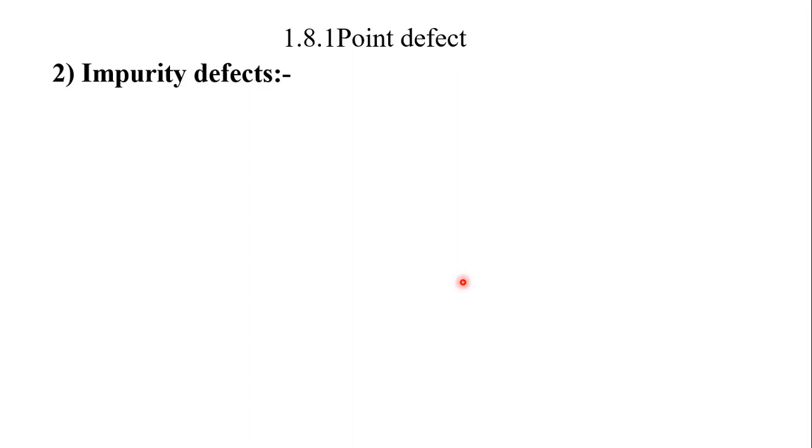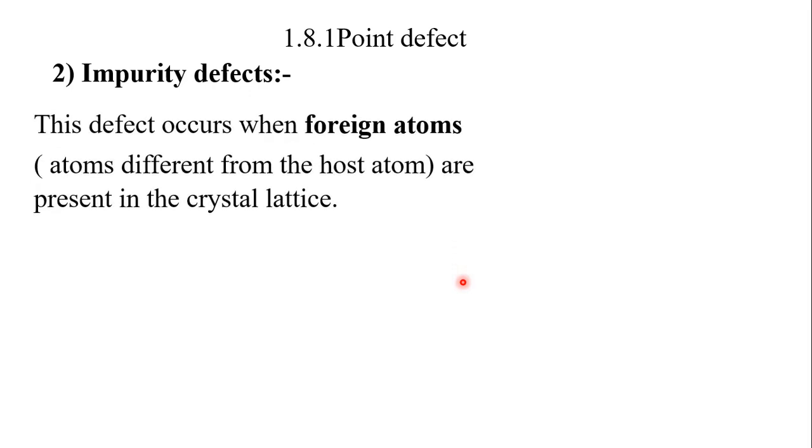When an atom different from the host atom, a foreign atom or impurity atom, is introduced in a crystal lattice, then such a type of defect is produced. So this defect occurs when a foreign atom, that means an impurity atom or an atom different from the host atom, is present in the crystal lattice, then it is called an impurity defect.